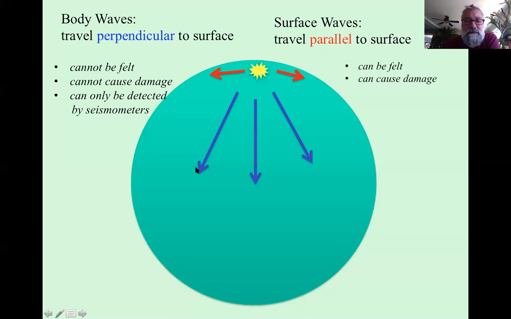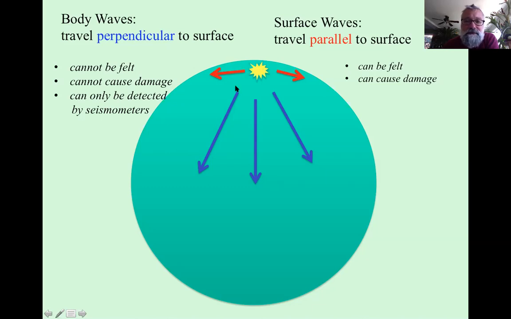Okay, there are two basic types of seismic waves, and those are surface waves, which are the red ones here, which run parallel to the surface of the Earth, and body waves, which run perpendicular through the interior of the Earth. The surface waves are the ones that cause damage, and these can only be felt if you're close to the location where the earthquake occurred. They tend to dissipate out rapidly as you move away from the earthquake. So if you're quite a distance away, you're not going to feel the earthquake. And those are the surface waves.